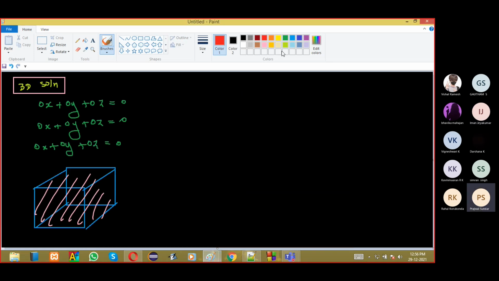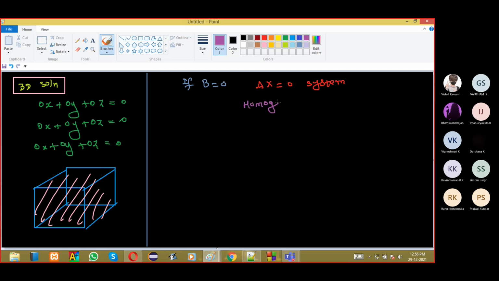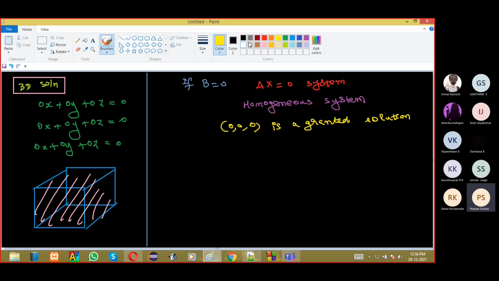No. Yeah, very good. Now we will be moving on to another system of equations. That is now what we are going to deal with. That is, suppose instead of having b, if b is 0, that is, you are having Ax equal to 0 system. Ax equal to 0 system is known as homogeneous system. Now what is special about homogeneous system is that 0, 0, 0 is a guaranteed solution. Definitely, if you see itself, you can say that yes, 0, 0, 0 is a solution. That is why this solution is known as trivial solution.